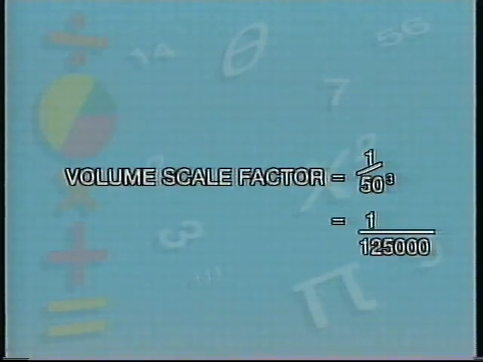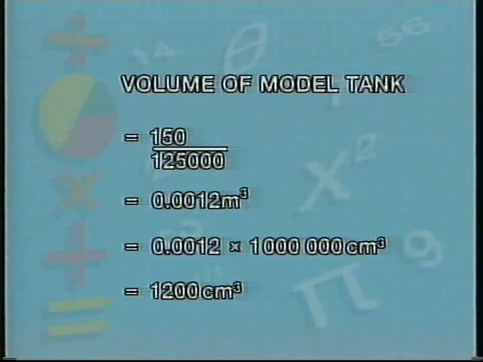The volume of the model's tank is the volume of the real one multiplied by the volume scale factor, which is 150 multiplied by 1 over 50 cubed, which equals 150 divided by 125,000. And if you multiply that by 1 million to change it from cubic metres into cubic centimetres, you get 1,200 cubic centimetres.